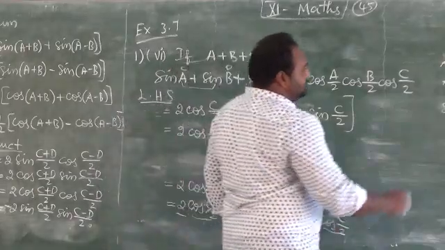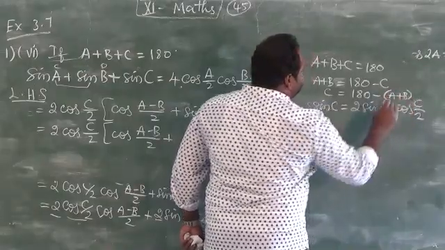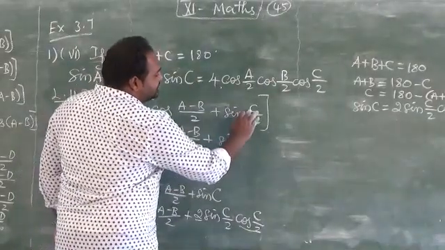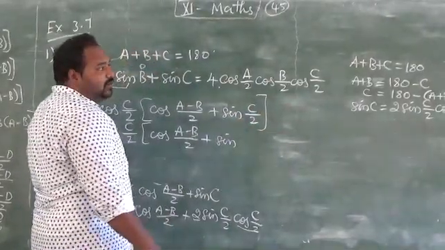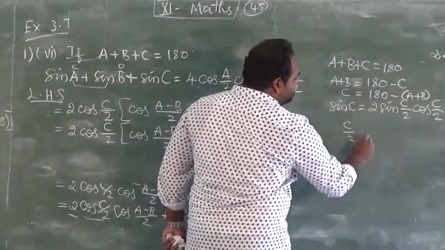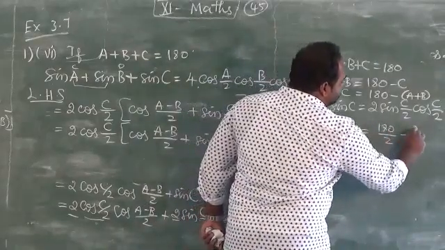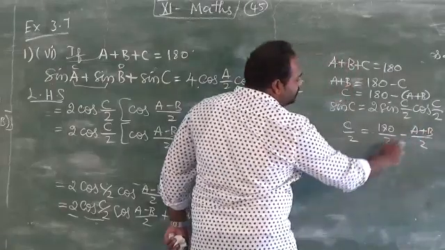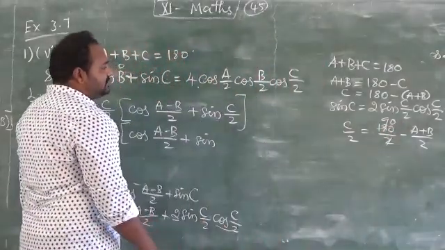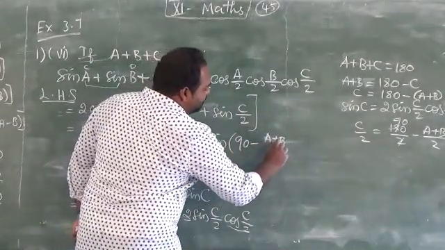The next term in this, C equal to 180 minus A plus B. You know how this step is coming. Here sin of C, instead of C, 180 minus A plus B. If you want to write C by 2, it is divided by 2, 180 minus A plus B by 2. So this 2 will be split here. So this will be 90 minus A plus B by 2. So instead of C by 2, I can write 90 minus A plus B by 2.